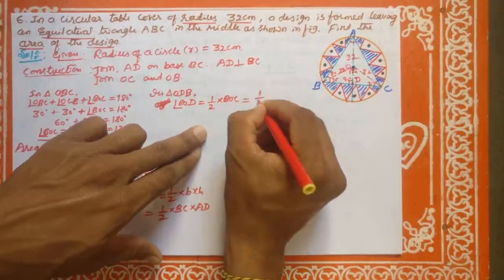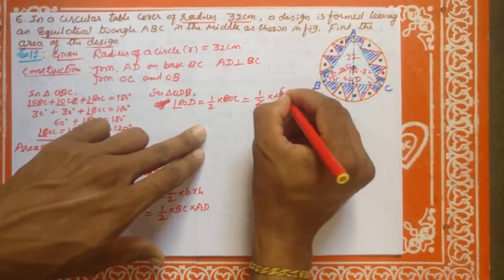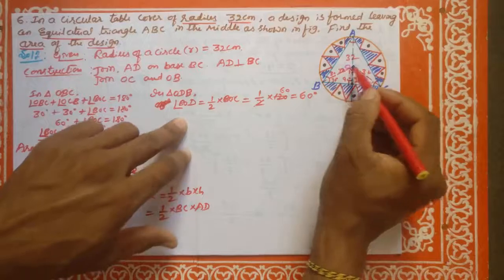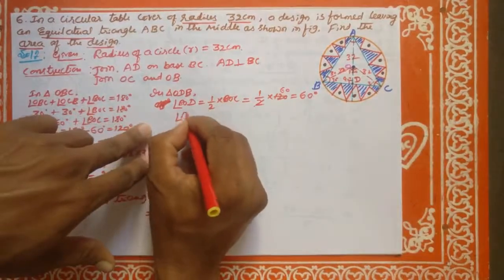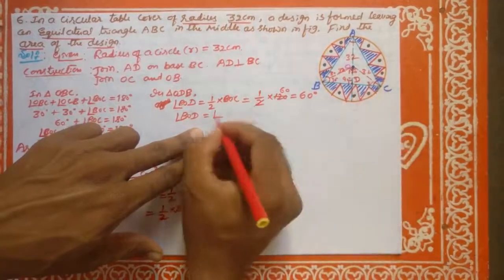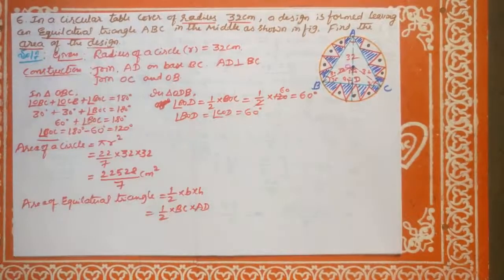That is half of angle BOC, that is 120 divided by 2, so 60 degrees. Here, angle BOD is equal to angle COD, both are equal. Angle BOD is equal to angle COD, which is also 60 degrees.